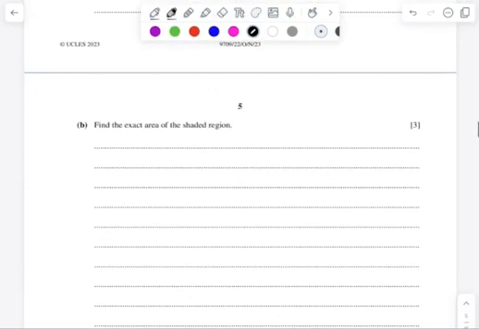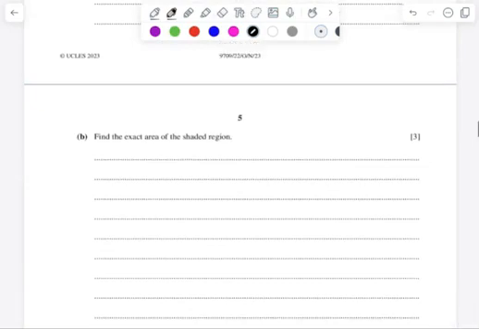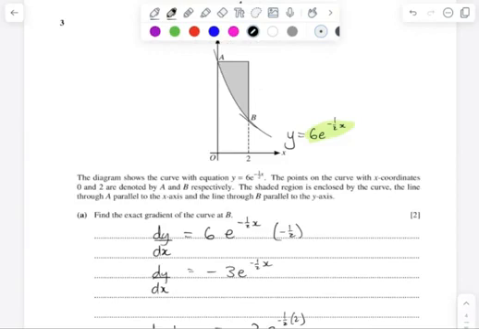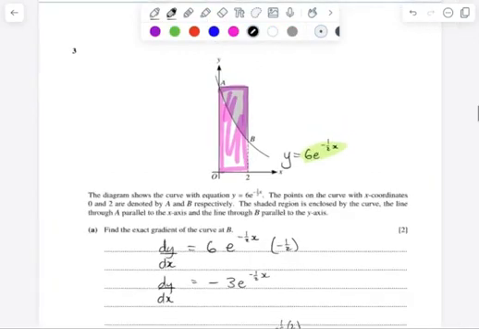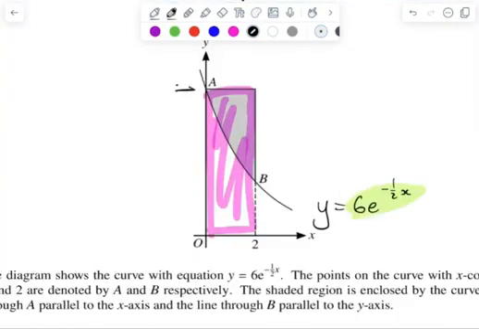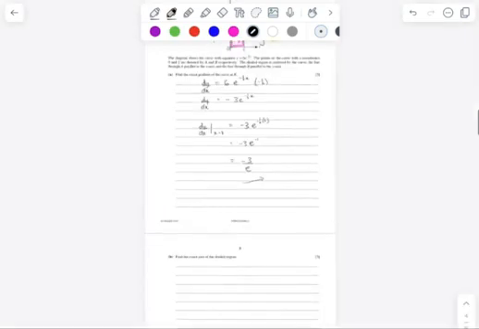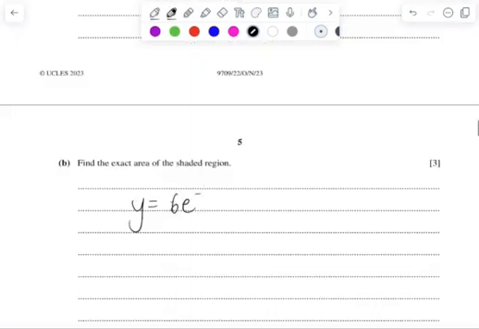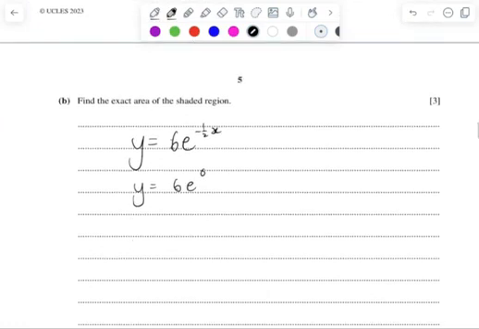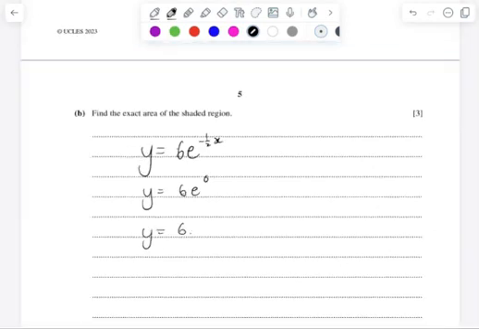Okay, find the exact area of the shaded region. So we are going to be doing integration here. What I'm going to first do is work out the area of the full rectangle. I need to know where my graph crosses the y-axis. So I take y = 6e^(-½x) and make x equal to 0. That just becomes the power of 0. Anything to the power of 0 is 1, so my y is 6.